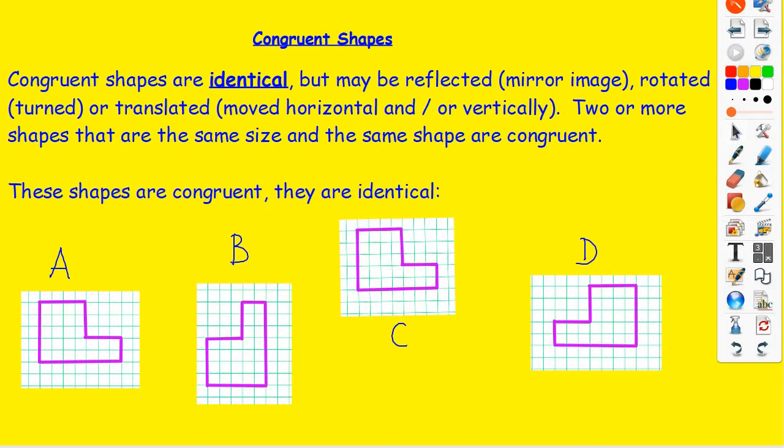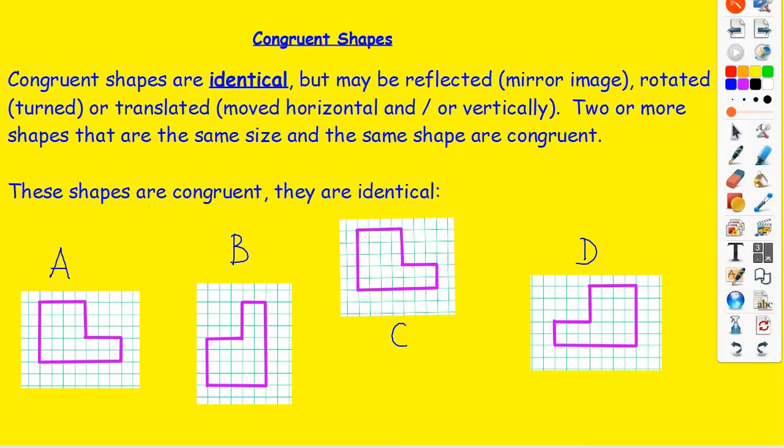Two or more shapes that are the same size and the same shape are congruent. So congruent shapes are identical. They could have been turned, moved or reflected, but essentially it's the same shape and it's exactly the same size.